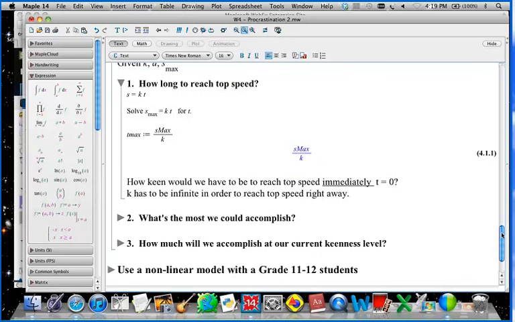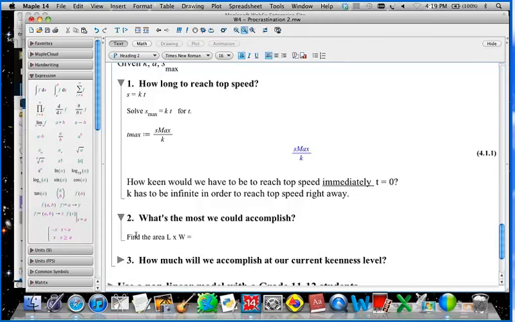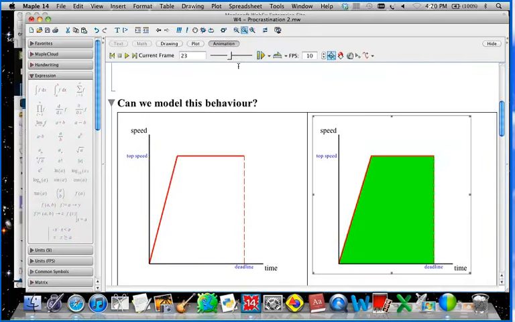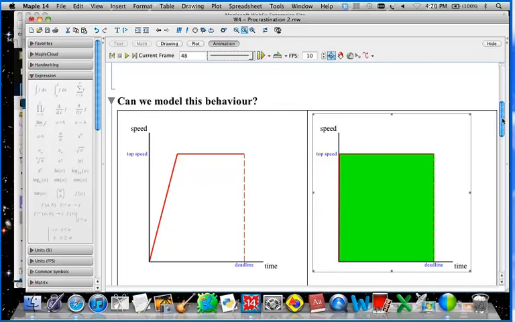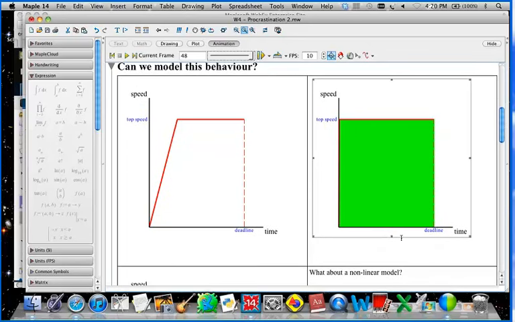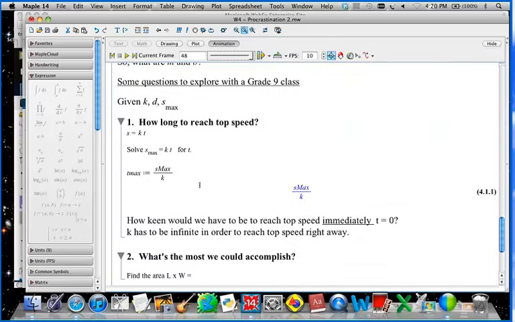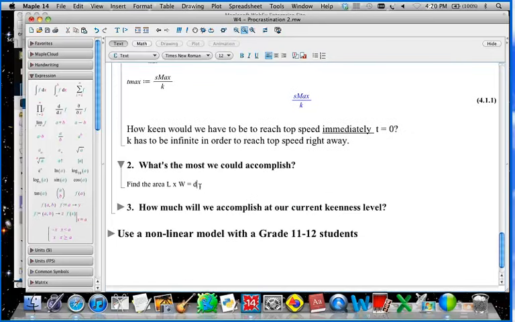Now, what's the most we could accomplish? Let's go back to that green picture up above. The most we could possibly accomplish is if we're infinitely keen, and that's the area of this rectangle. So have kids figure that out. What's the length and width of this rectangle? The length is the deadline, the width is top speed. So the area should be D times S max. That's the most we could possibly accomplish, but that's if we're infinitely keen.